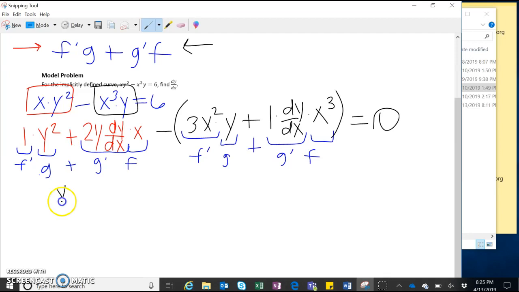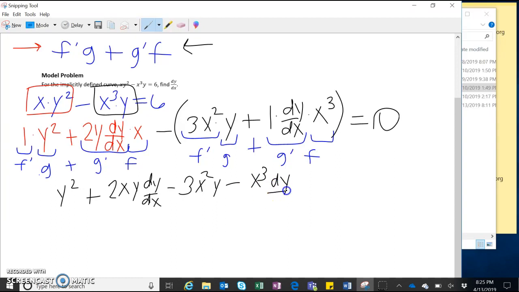1 times y squared, that's y squared. 2y dy dx, I'll write that as, times that x, is 2xy dy dx. Distributing this negative, minus 3x squared y minus 1x cubed dy dx is equal to 0. You'll notice I have 4 distinct terms here, and 2 of them have dy dx's in them. I'm going to keep these 2 where they're at. I'm going to move the other stuff to the other side.